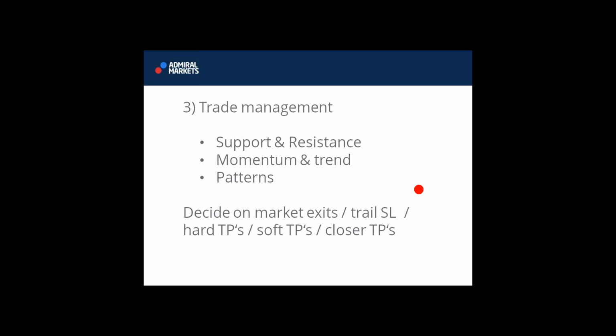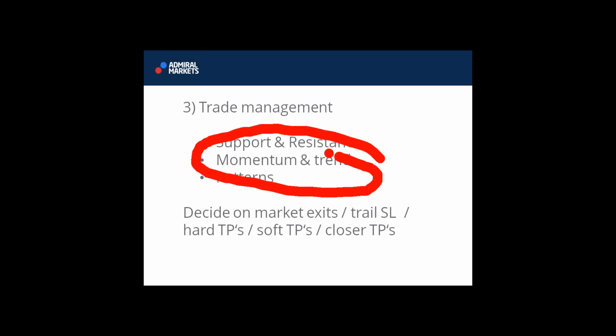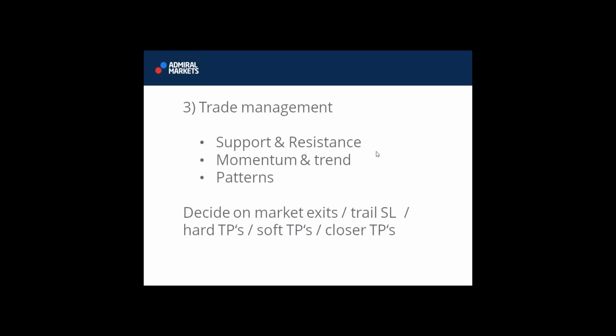Then when we have those, we can decide how to use triggers at those levels. These are important things. We can also use them for trade management, and we can decide on exits, market exits, trail stops, hard TPs, soft TPs. I'm not sure what I meant with that actually, sorry about that. I think I meant when price hits a soft TP, we will put on a new TP, probably. Well, anyhow.